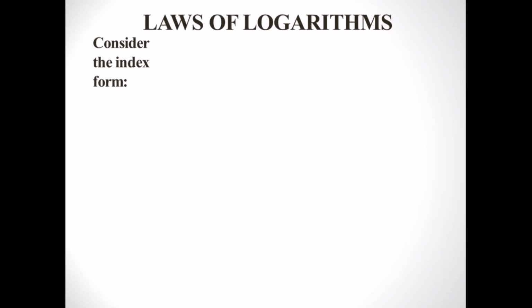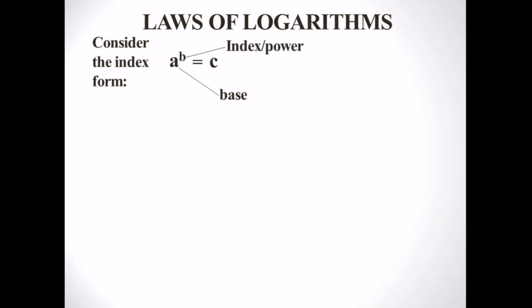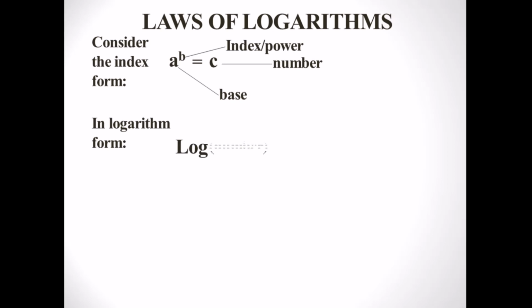Now, consider the index form of an equation, a to the power of b to get a number c. In this case, a is known as the base, b is known as the power or the index, and c is the number that we get after raising a to the power of b. To write this in logarithm form, we take the logarithm of the number to a certain base, and this gives us the power or the index.